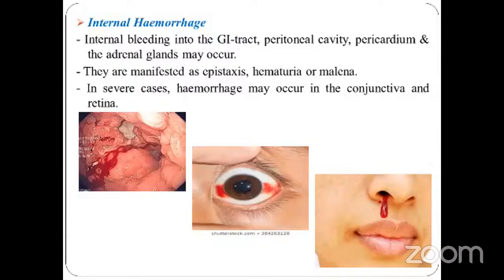Hemoglobinuria is quite a different thing. Hemoglobinuria means lysed or ruptured RBCs are present in the urine sample. Here there is hematuria and melena. Melena means that because of internal bleeding, the stool passes as black in color. Black stool is called melena, which gives a clue about internal bleeding into the gastrointestinal tract. These are some clinical manifestations, and in severe cases, hemorrhage may happen in the conjunctiva and retina. The middle diagram shows hemorrhage in the conjunctiva or retina.